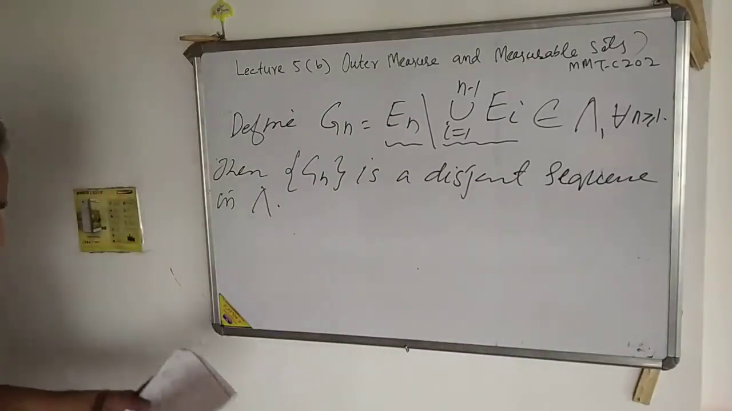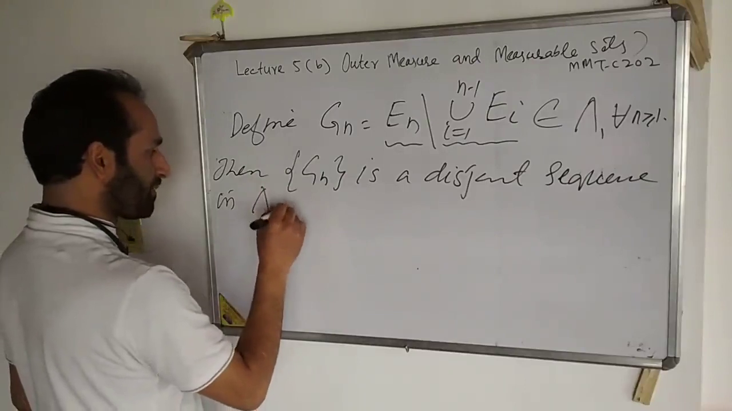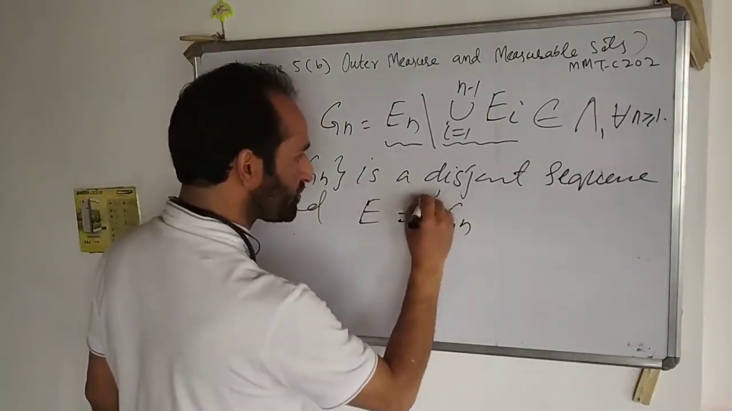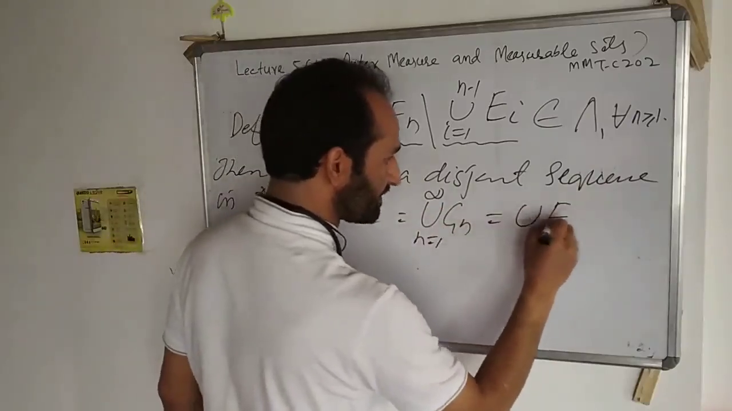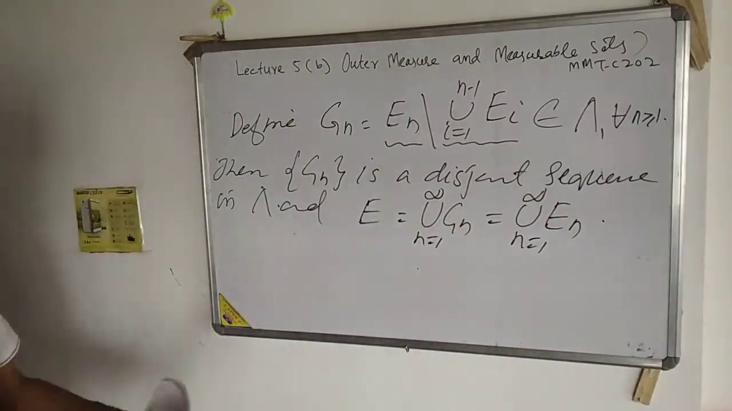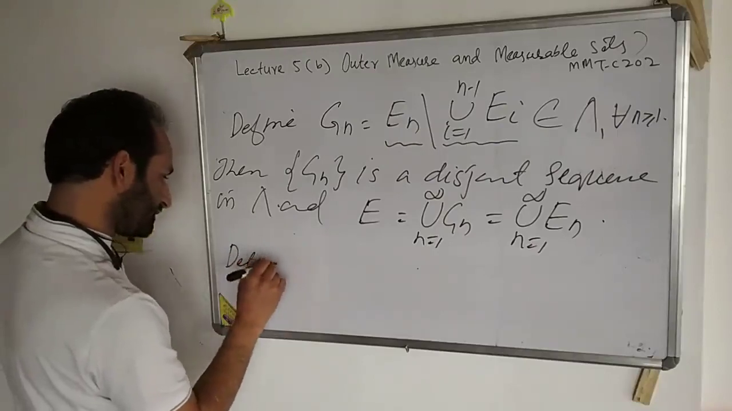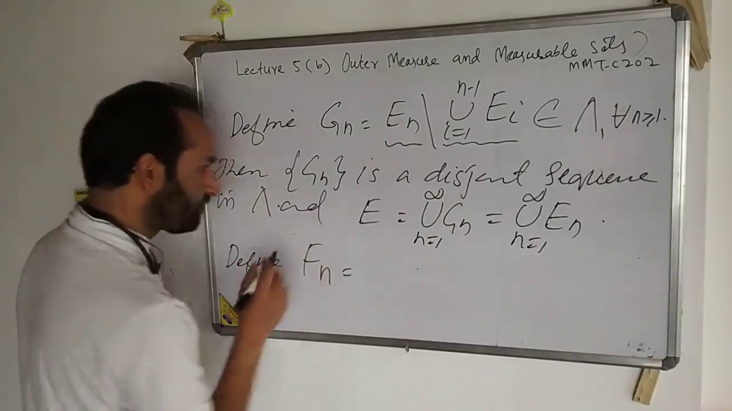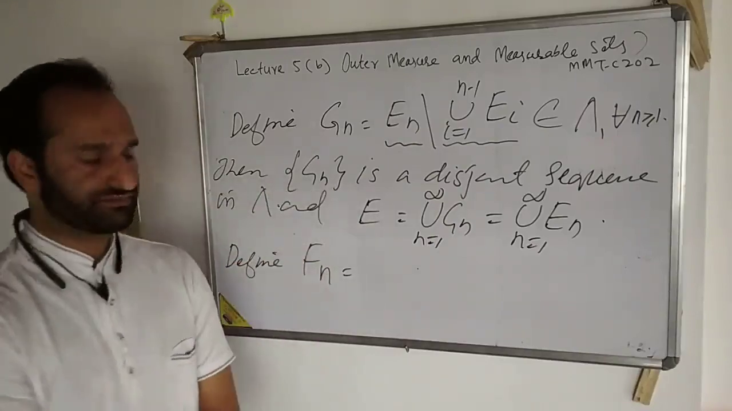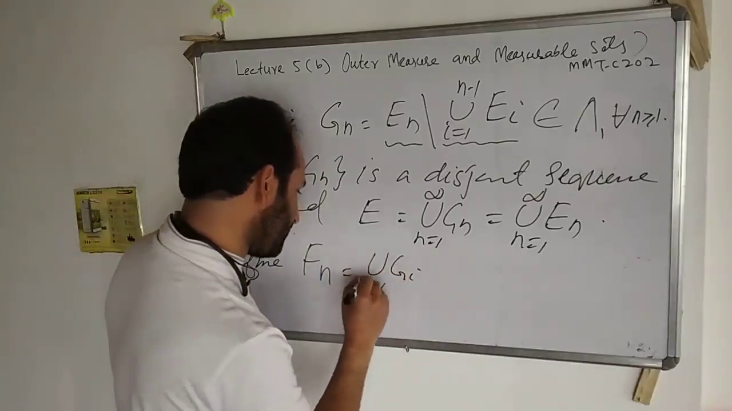So now we define Gn is a disjoint sequence in lambda, and also one more important property: union Gn is the same as union En, because union Gn is the same as union En actually. It's the same union. Now let's define Fn, which is the union of n G's. It's equal to union Gi, i runs from 1 to n.